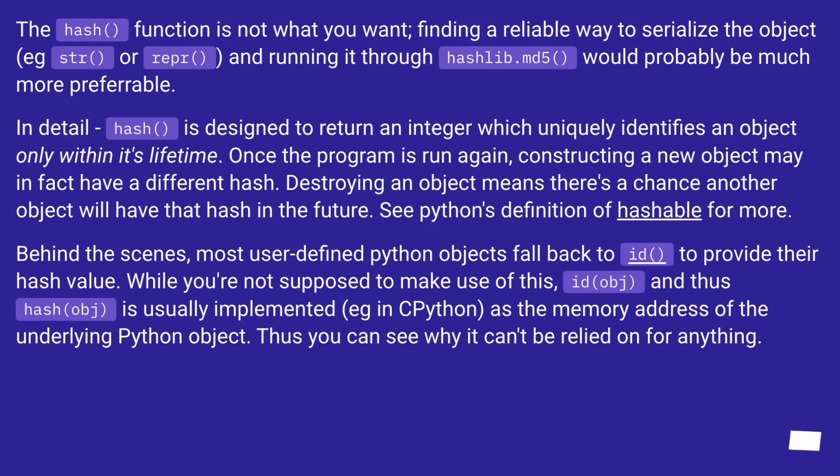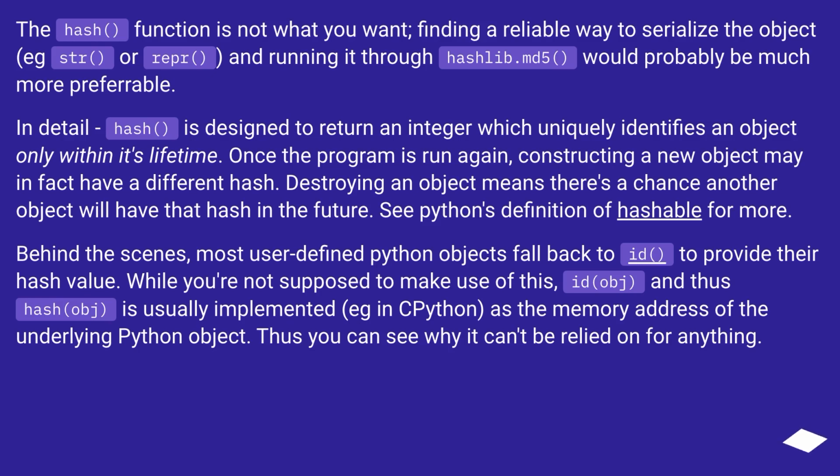In detail, hash is designed to return an integer which uniquely identifies an object only within its lifetime. Once the program is run again, constructing a new object may in fact have a different hash. Destroying an object means there's a chance another object will have that hash in the future. See Python's definition of hashable for more.